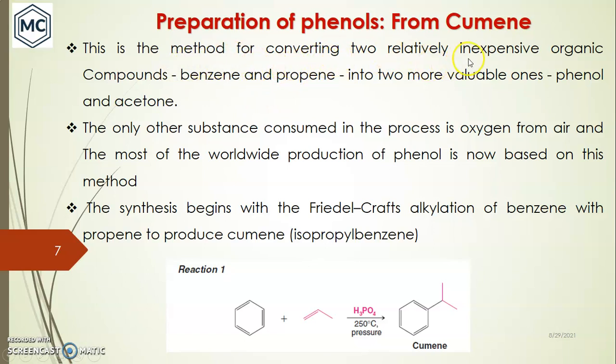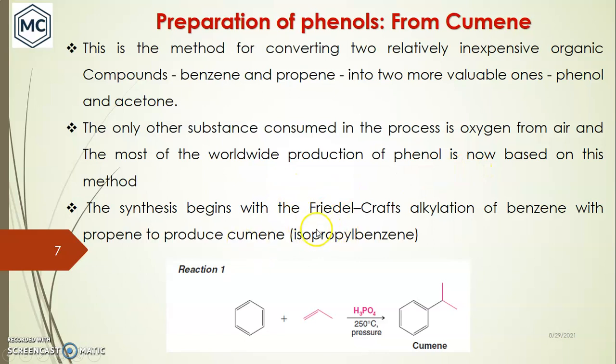Next one is preparation, and you can prepare phenol from cumene. This is a wonderful method converting relatively inexpensive organic compounds, that is benzene and propene, into two more valuable ones, that is phenol and acetone. Both are very valuable industrially. The only other substance consumed in the process is oxygen from the air, and most of the worldwide production of phenol is now based on this method.